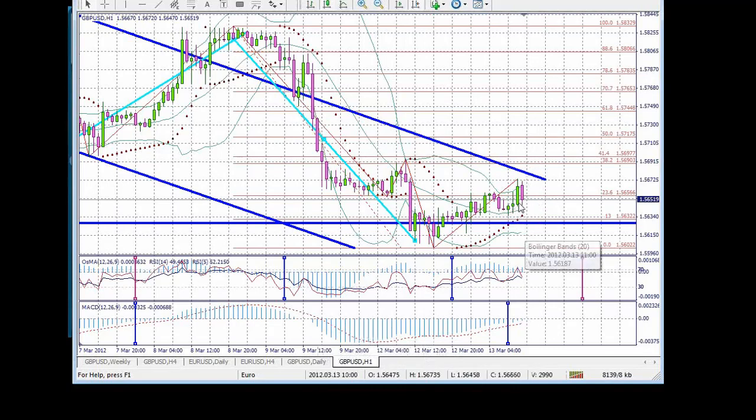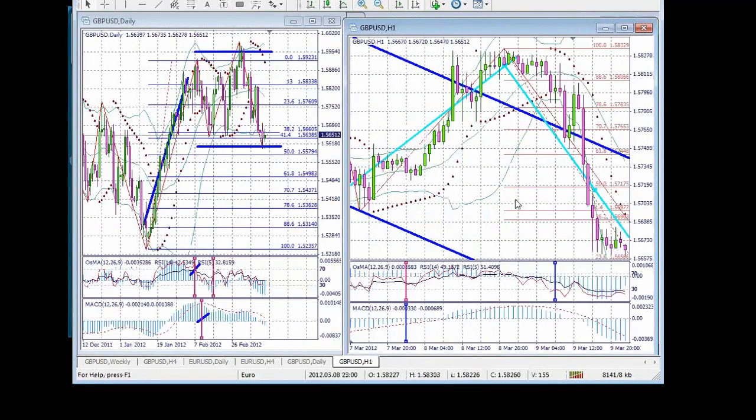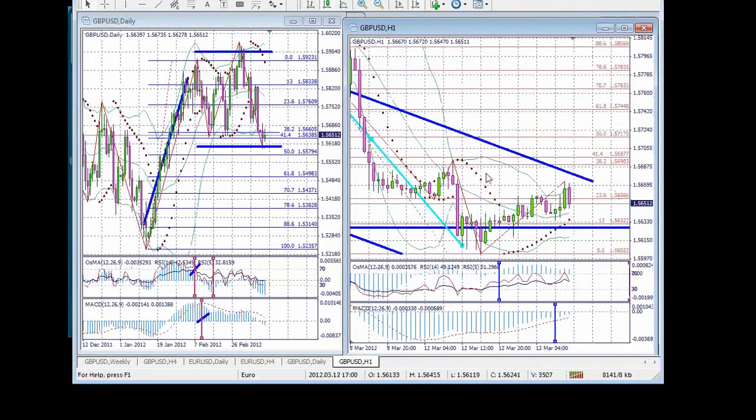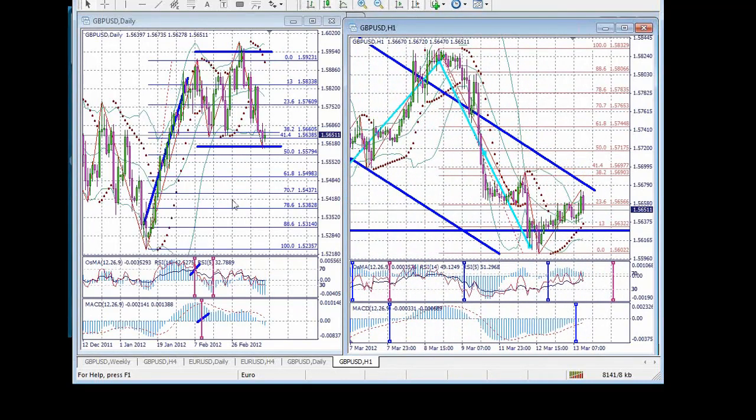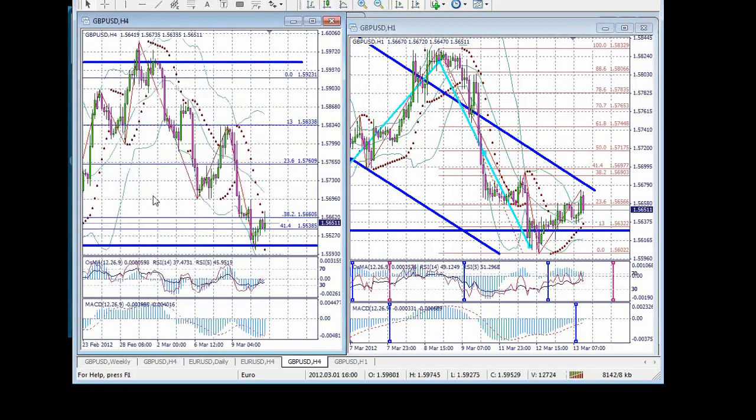It's possible the pair to test again the inferior line of the channel and to have one consolidation, and after that to break this trend line. So I will leave this chart here just to remember, and I have to look on that chart what is happening on the 4-hour chart.